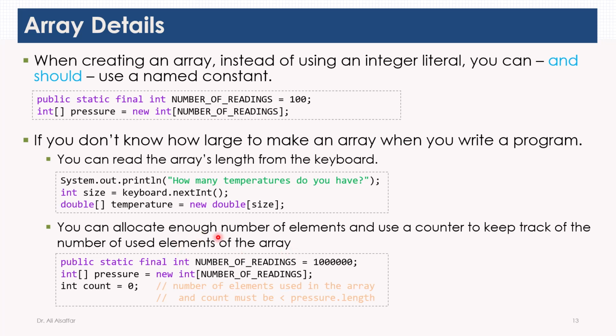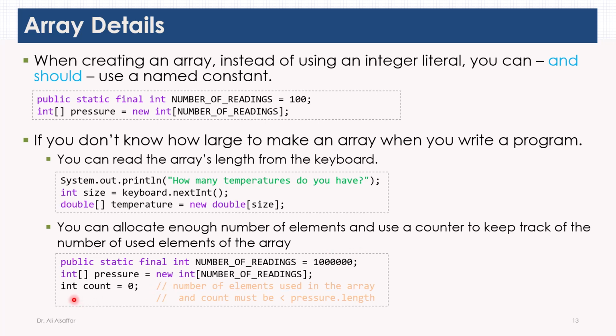You can allocate enough elements, so you declare your array with a predefined large number of elements, and use a counter as an integer to keep track of the number of used elements of the array. So this is like the maximum number of elements that you have in your array, but you are not necessarily going to use all of these elements.